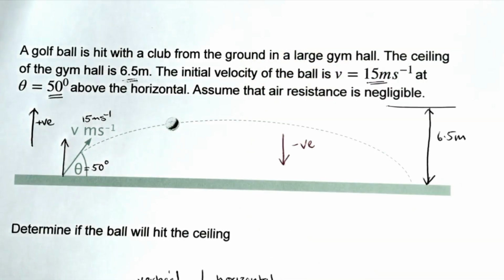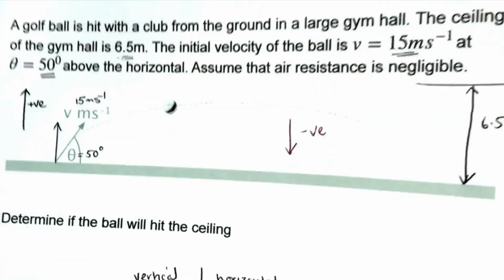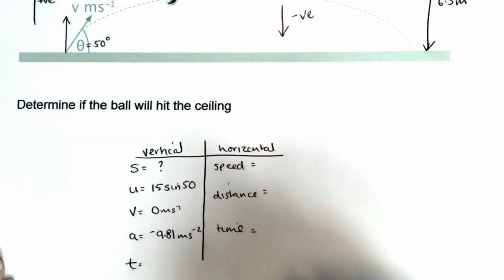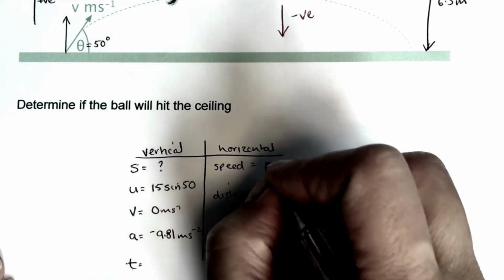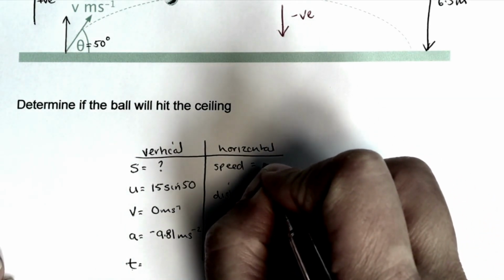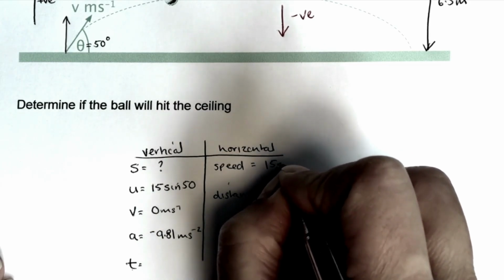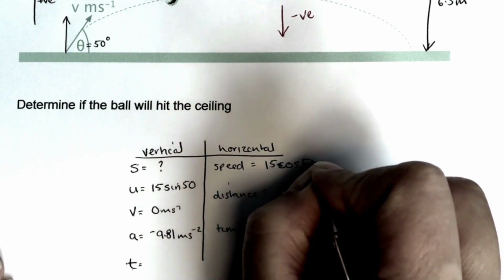So acceleration will have a negative value, as shown here. We've drawn our diagram, we've chosen direction as positive, we've completed the table. There's one other thing we could put on here. The horizontal speed of the ball would be 15 cos 50, but I don't think we're going to need that in this question.